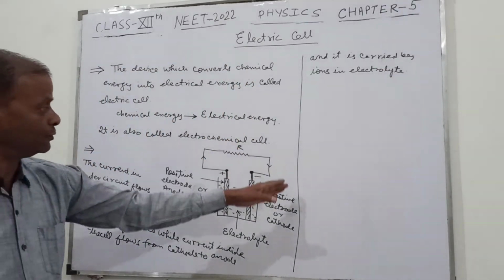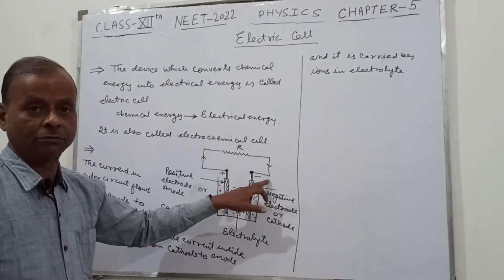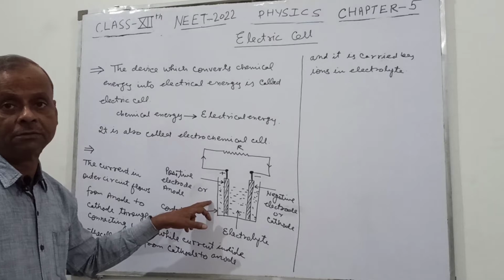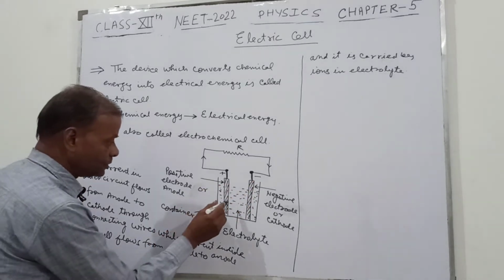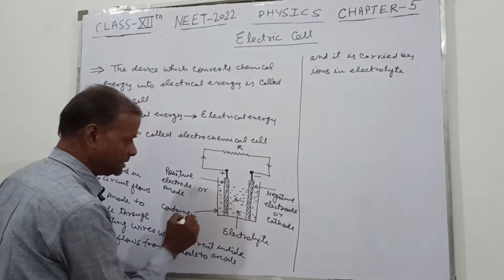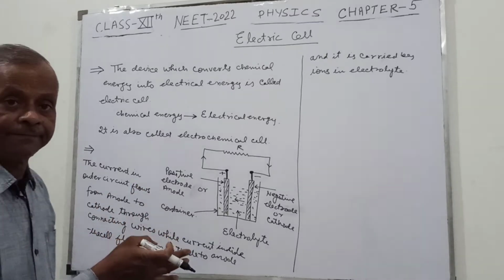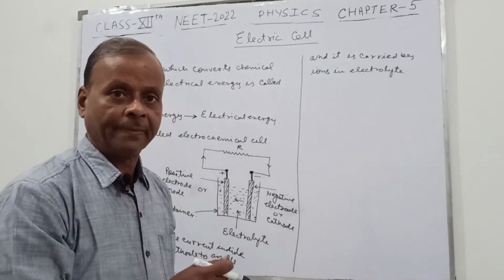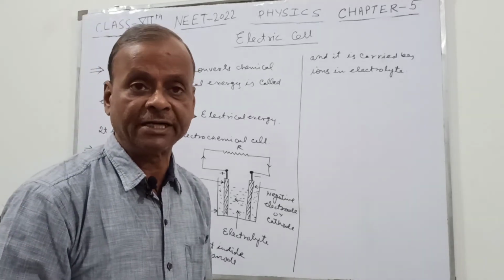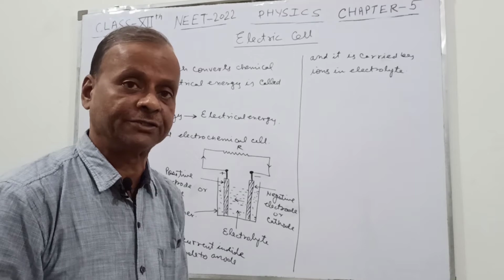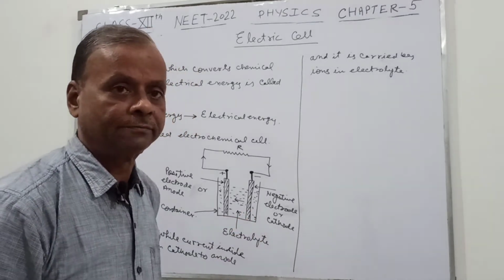So the current which flows outside is from anode to cathode, but inside the electrolyte the current flows from cathode to anode. So there is no flow of the current like this. It flows in this way, and this current is carried by the anion and cation. These are the ions which have positive and negative charge, but current flows in one direction, that is from cathode to anode.